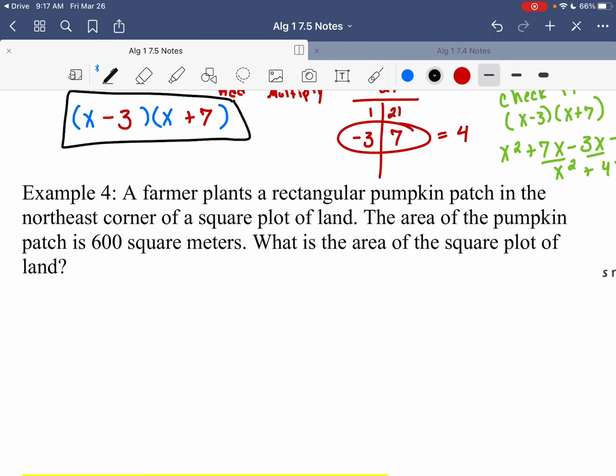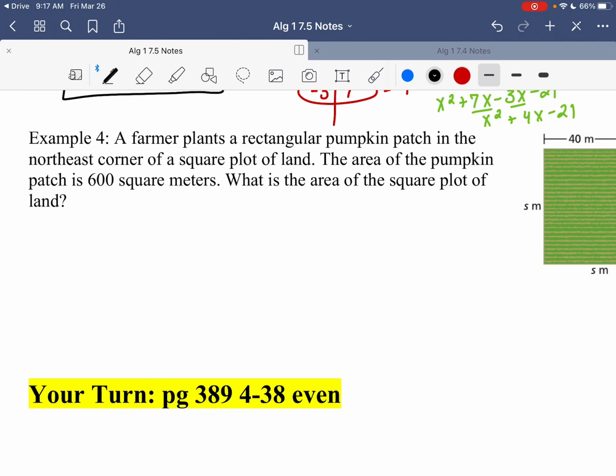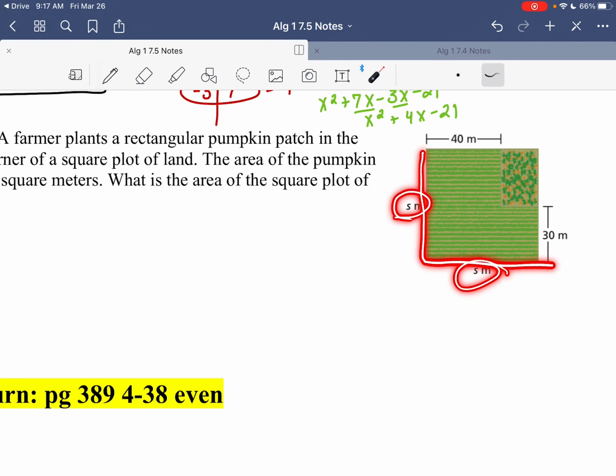All right, our last example. A farmer plants a rectangular pumpkin patch in the northeast corner of a square plot of land. Here we have the square plot of land, and they tell me it's S by S, S meters by S meters.